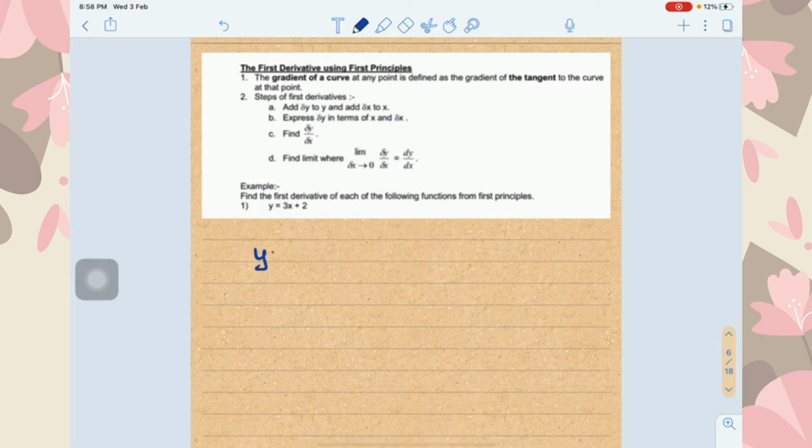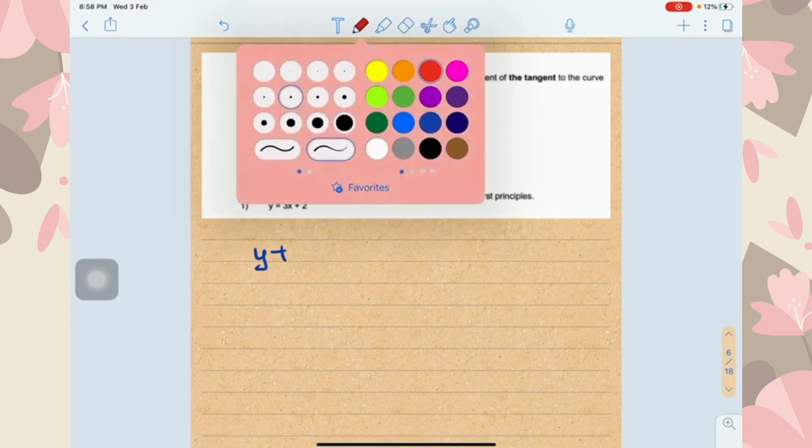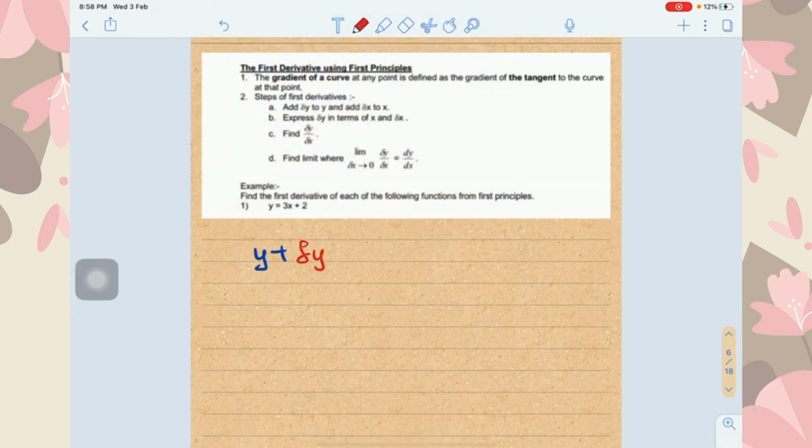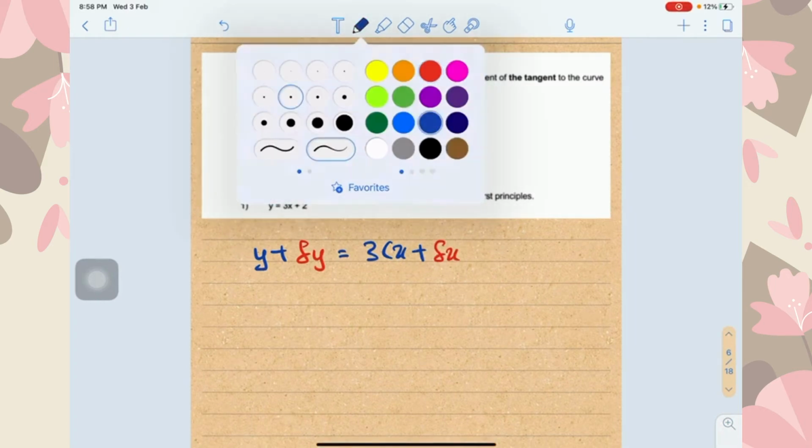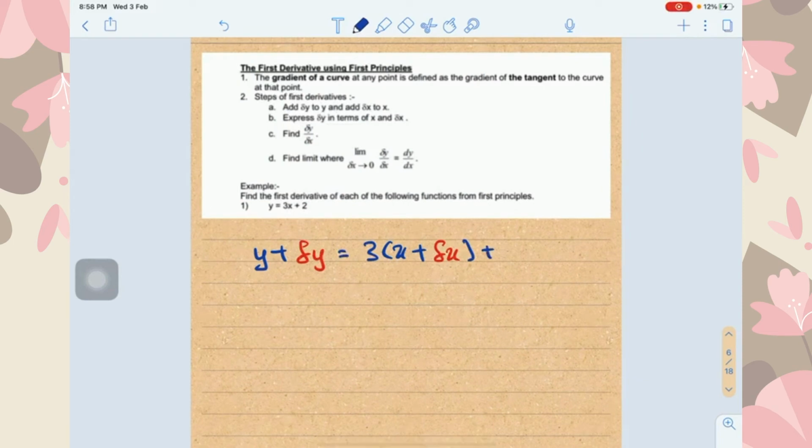So y plus delta y equals 3(x plus delta x) plus 2. Then we expand. Before that, we have to substitute y. y itself is 3x plus 2, plus delta y equals, expand.